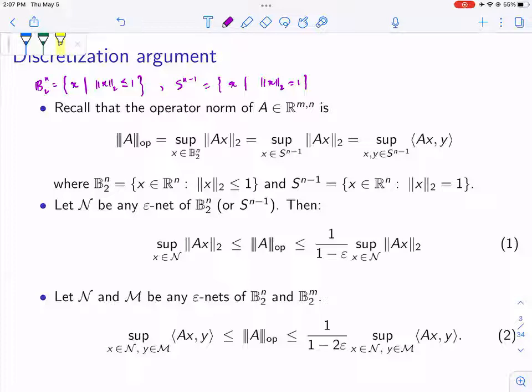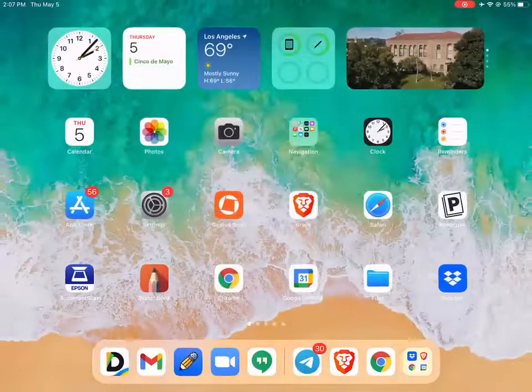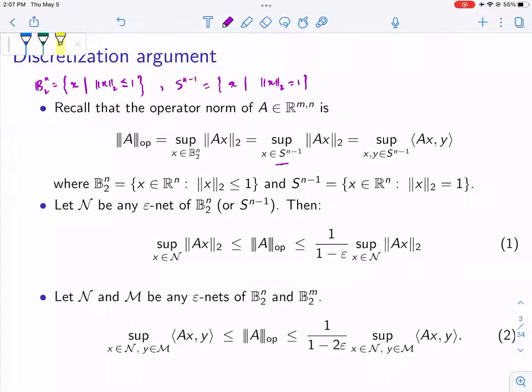Anyone remembers why this was the case? Why can we pass through this? Yeah, great. So this is a convex set, and it's a convex function. Maximizing over it is equivalent to maximizing over the extreme points, and the extreme points are this sphere, like the union is the sphere.